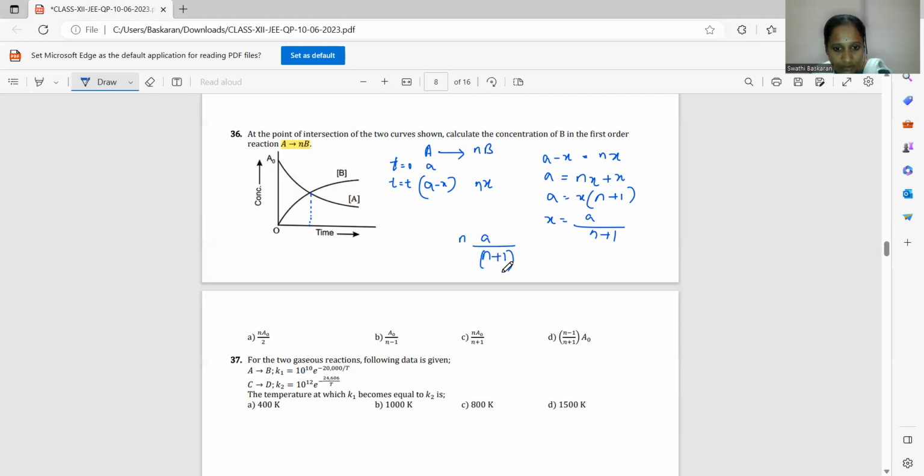So now which option is correct according to the solution? According to the solution, option C is correct. So hence this is the correct answer for 36. We are comparing from this step as well as from the graph, and it is assumed that the concentration of A is equal to the concentration of B, on basing on which we are getting the value.